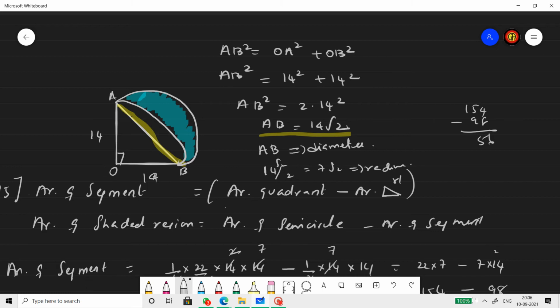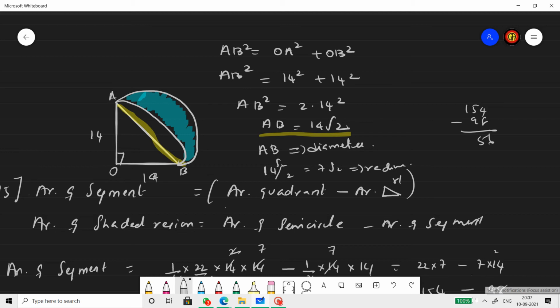So first thing, we are finding the length of BC, which forms the diameter of the semicircle. Since ABC is a right angle triangle, AB square plus AC square equal to BC square. 14 square plus 14 square. Don't waste time by squaring this. Instead, just add it directly. We get 2 times 14 square. So BC will be root over 2 times 14 square, which is 14 root 2.